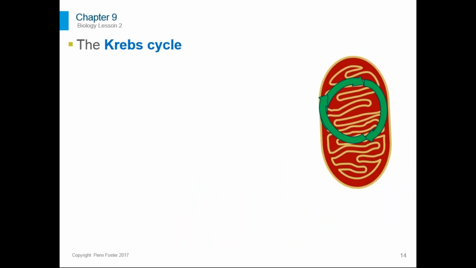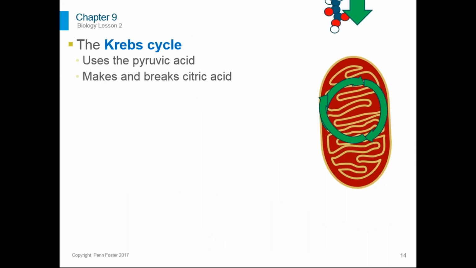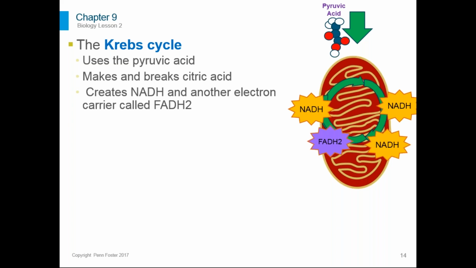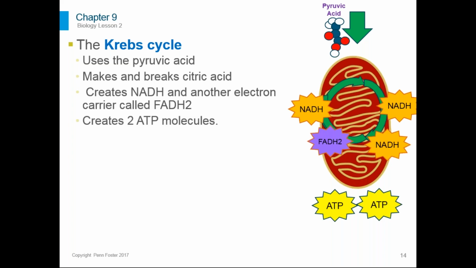So the second stage is the Krebs cycle. The Krebs cycle uses pyruvic acid and some molecules that are already present in the mitochondria to make and break citric acid. As it continually does this, it is creating and releasing more NADH and another electron carrier called FADH2, and it creates two ATP molecules. It also makes and releases carbon dioxide as a waste product.